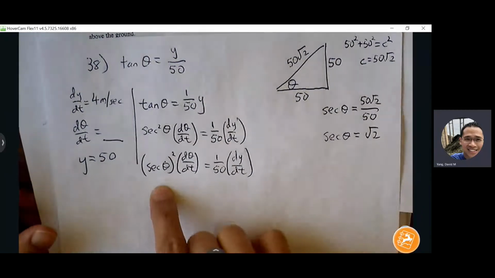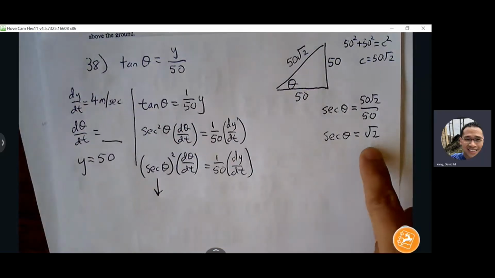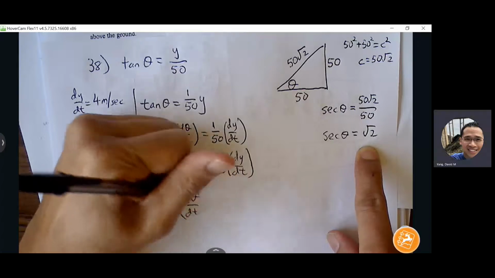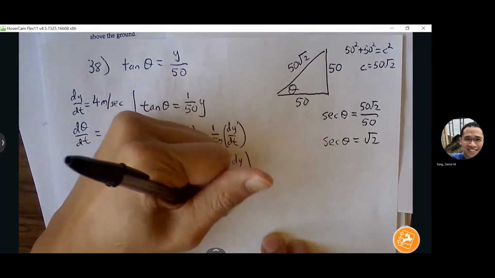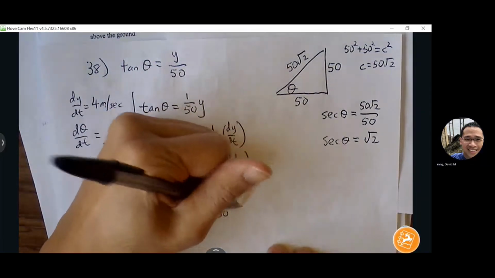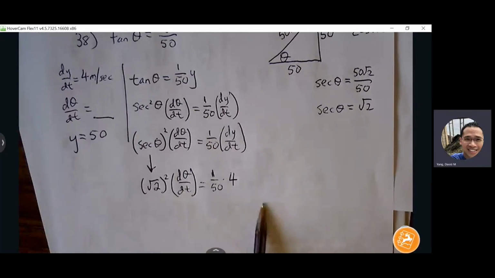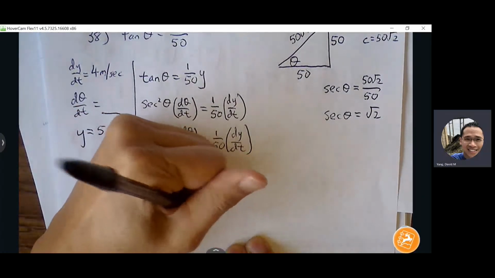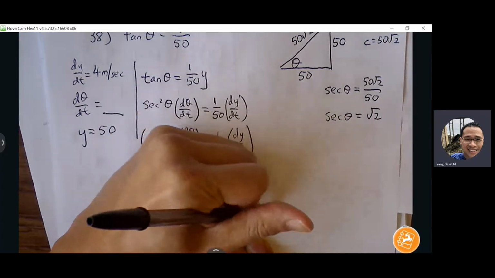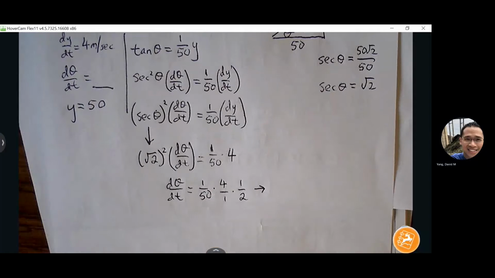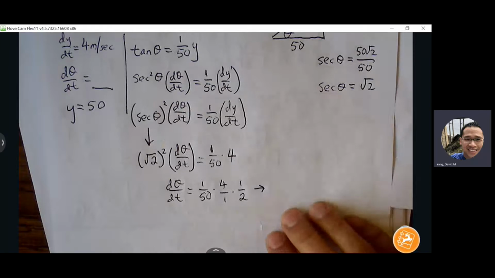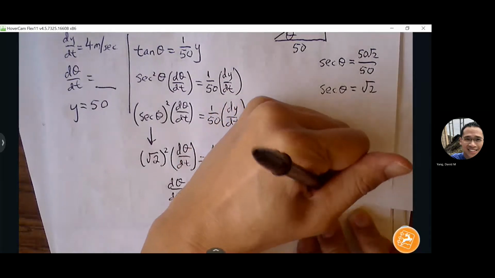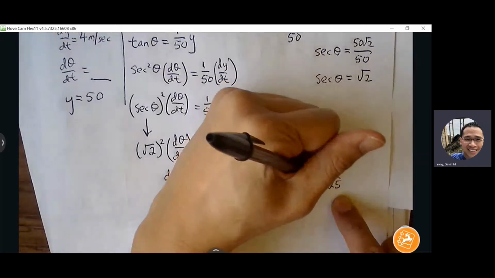All right, so now back to our equation here. Let's make our substitution. Secant theta gets replaced with root 2. Once you square it, 1 over 50. And then dy dt, which is 4. Okay, root 2 squared is 2. Dividing by 2 is the same thing as multiplying by 1/2. Four over 100 reduces to be 1 over 25. Units of measure is radians per second.